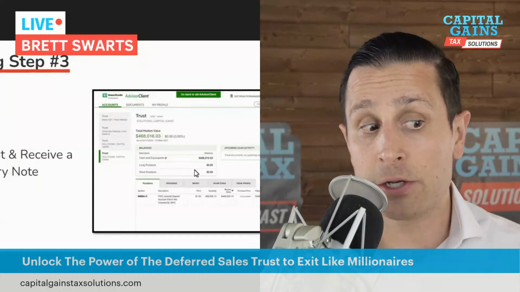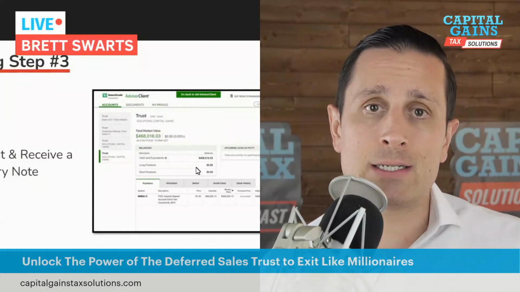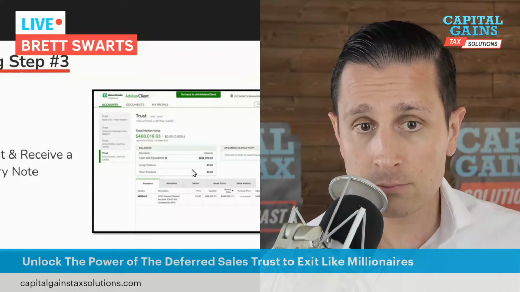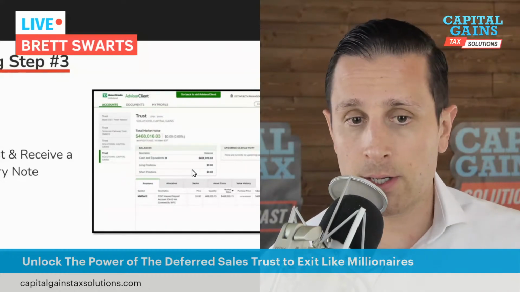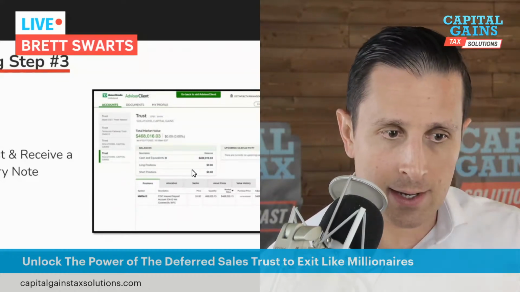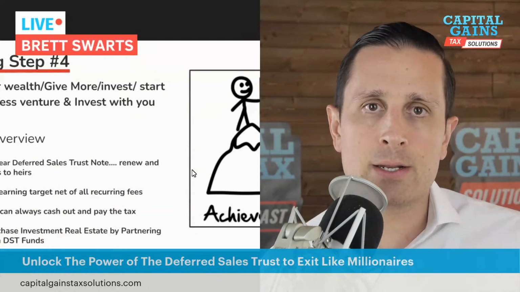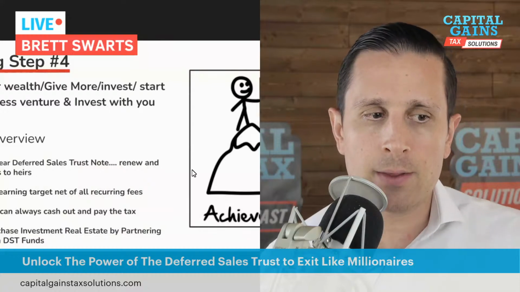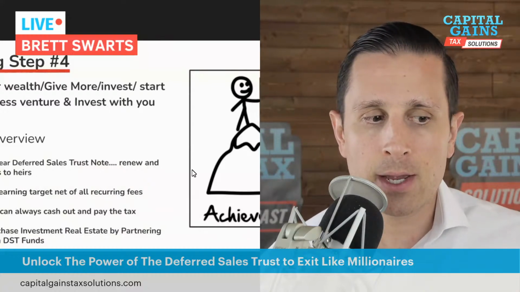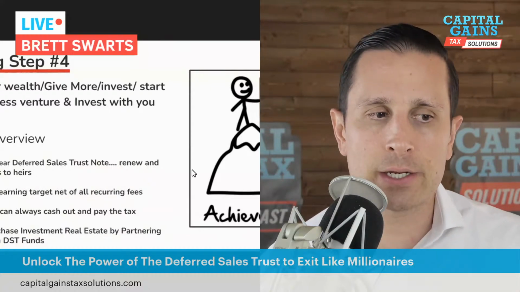Step three is we just fund the trust. And what your client receives is a promissory note. The funds typically go to something like TD Ameritrade. Now these promissory notes are typically structured around a 5 to 8% compounding rate of return. They're typically 10-year notes, and they renew every 10 years for 10 years.